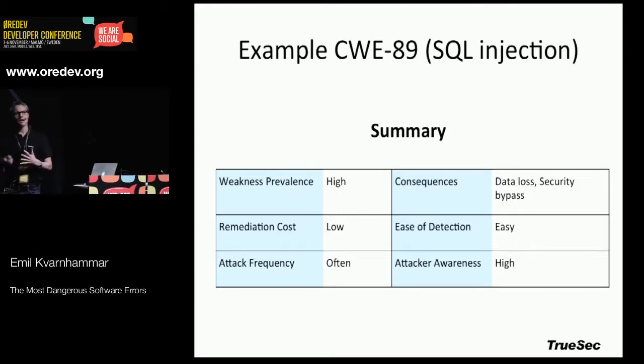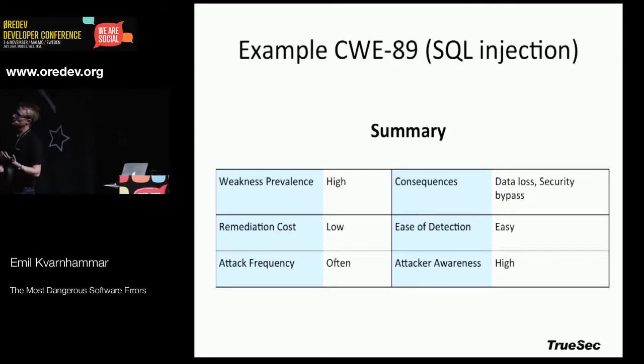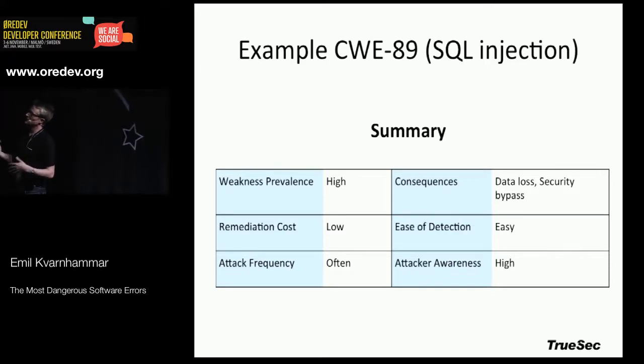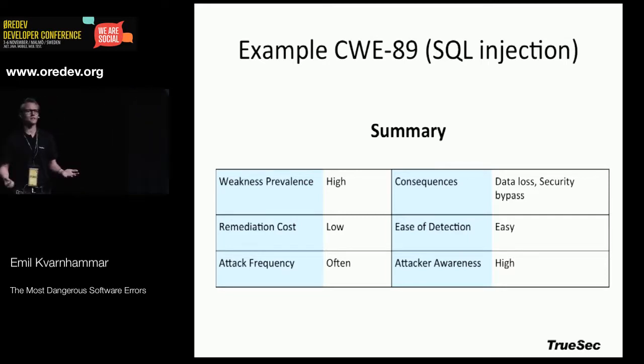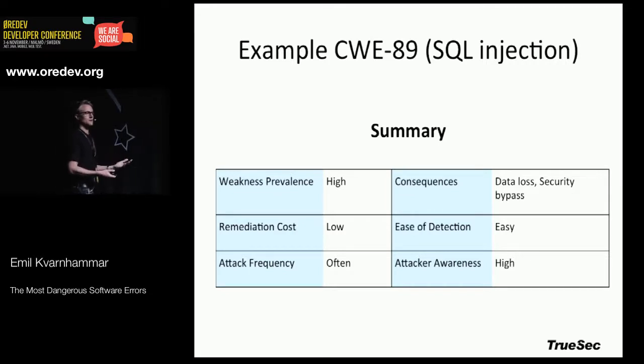So just to show you how the list is structured, for example, with SQL injection, you'll see a summary of the vulnerability, like how the remediation cost, is it low or high? Is easier detection? Is it easy or hard? Attacker awareness. How many attackers know about this type of vulnerability? Attack frequency. How often is this being used by attackers? So it's not only about how common it is to find a SQL injection in code. It's also about how common this is being exploited.